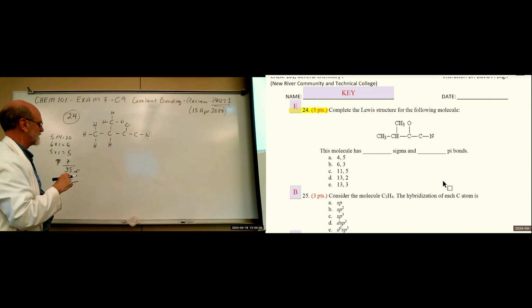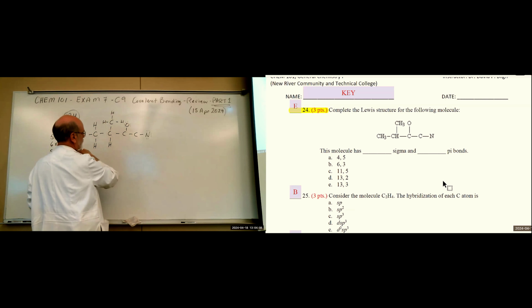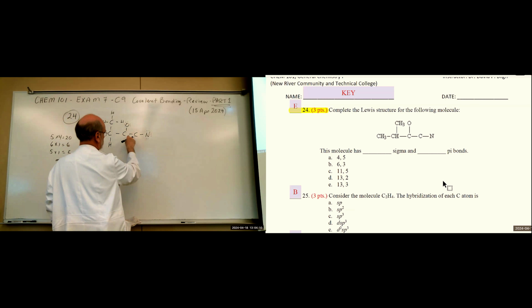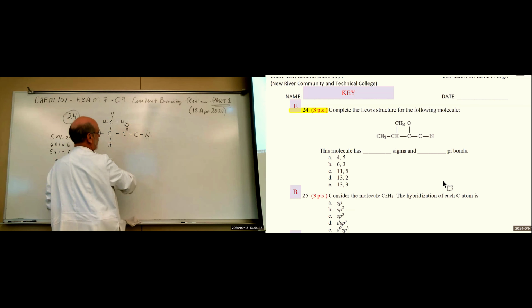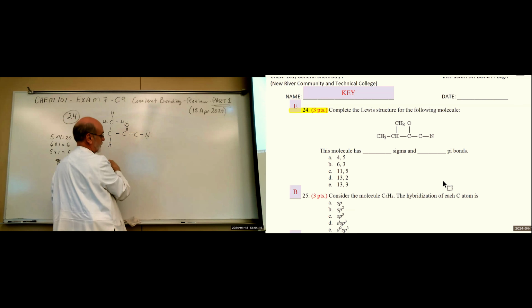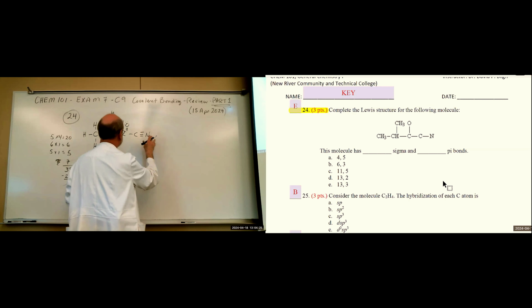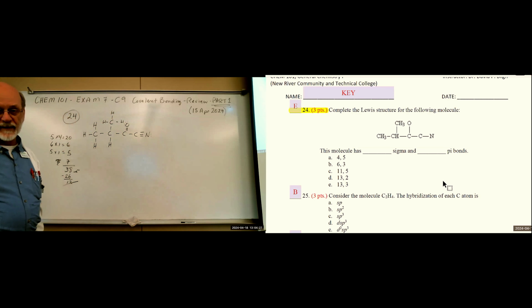Now we have to make an octet. Right? That one's got one, that one's got one, that one's got one. This one doesn't have one. So we'll do it like that. That makes an octet there and keeps an octet for oxygen. This one has 2, 4, 6, 8. 2, 4, 6, 8, 2, 4, 6, 8. So there's your Lewis structure.